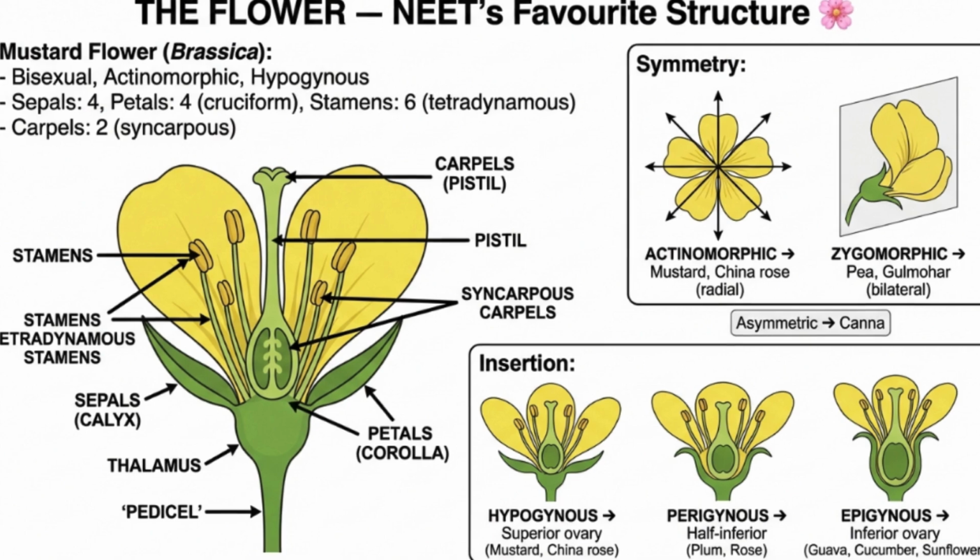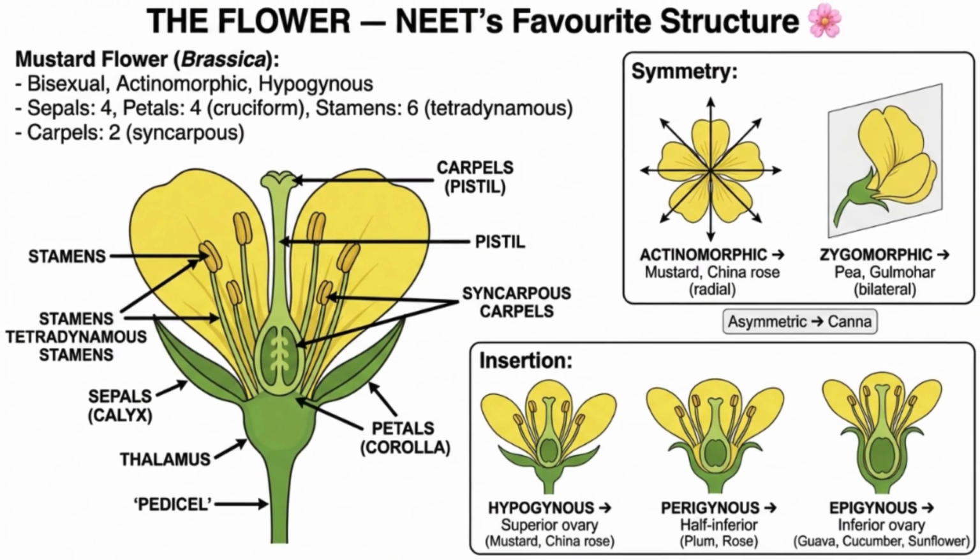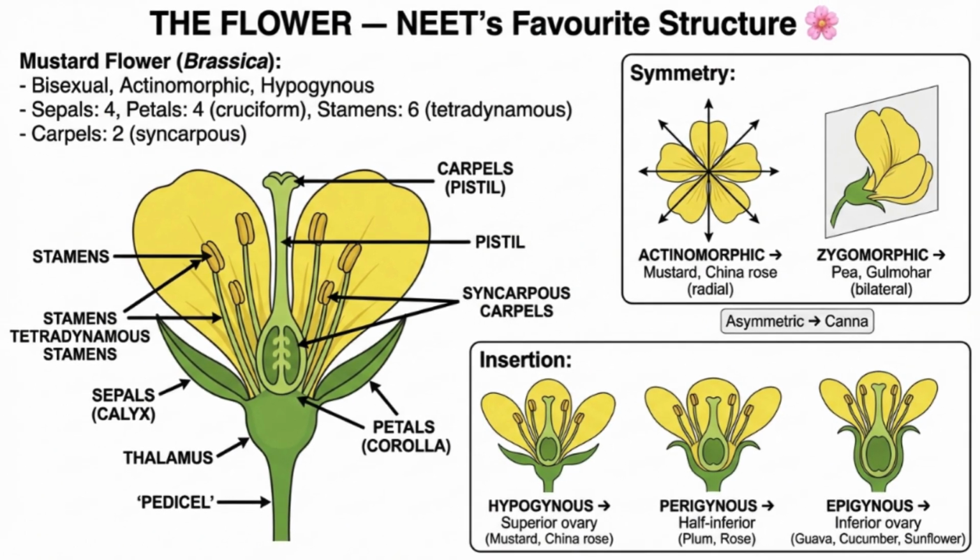Let's use mustard as our model flower because it appears in almost every NEET paper. Mustard flower is bisexual, actinomorphic, meaning radial symmetry, and hypogynous, meaning the ovary sits above all floral parts, making it a superior ovary. It has 4 sepals, 4 petals arranged in a cross, that's cruciferum, 6 stamens with 4 long and 2 short. That specific arrangement is called tetradynamous. The carpels are 2 and fused, syncarpous.